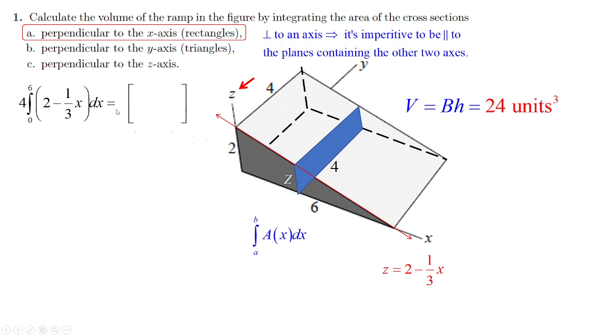So let's bring that 4 out and go 2 minus 1/3. Well, it looks like I'm going antiderivative. 2x minus 1/3 x squared over 6. So minus 1/3 x squared over 6. How did I write that? x squared over 6. Good. And then I'm going to go from 0 to 6.